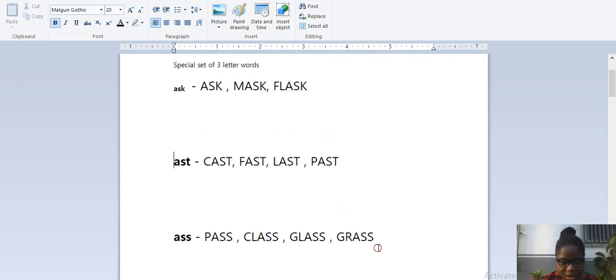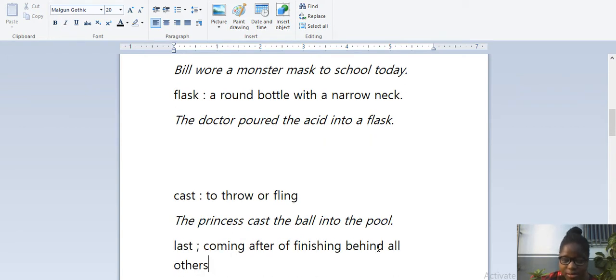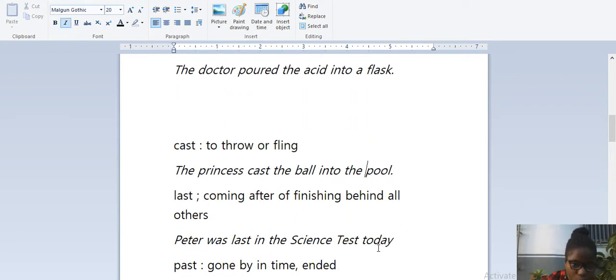AST. So let's deal with the first word we have under the AST column. We have cast. To cast something is to throw or fling. To throw or fling. I would be more than happy to help you out with this word, but I'm going to make it bold, and then we'll treat it next time we have a lesson. Next time we have a lesson, we'll treat all the words that are complicated.